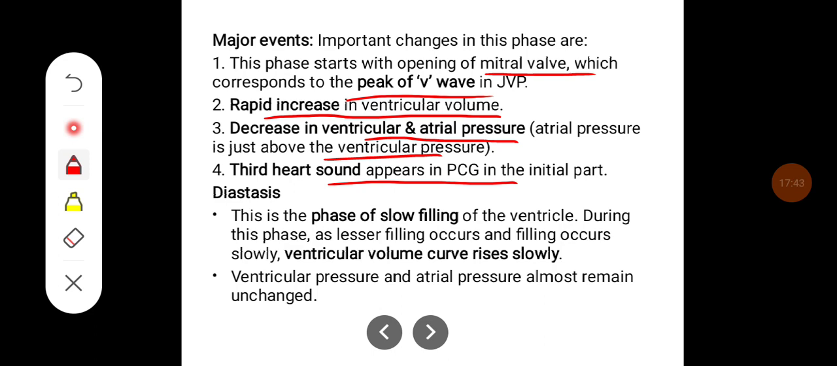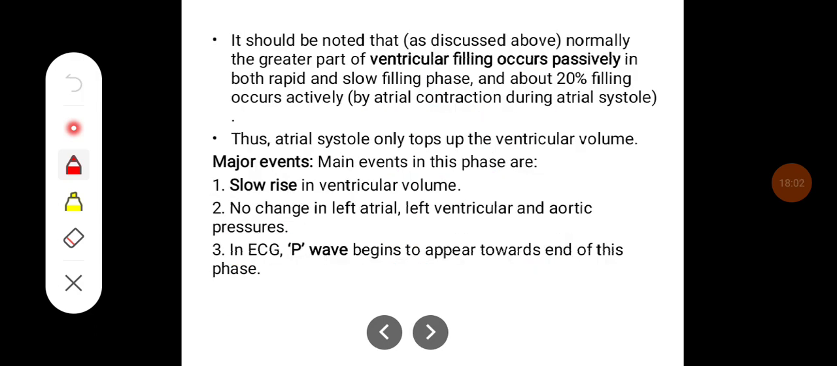The next phase is diastasis. This is the phase of slow filling of the ventricle. During this phase, lesser filling occurs and filling occurs slowly. The ventricular volume curve rises slowly. The ventricular pressure and atrial pressure almost remain unchanged.